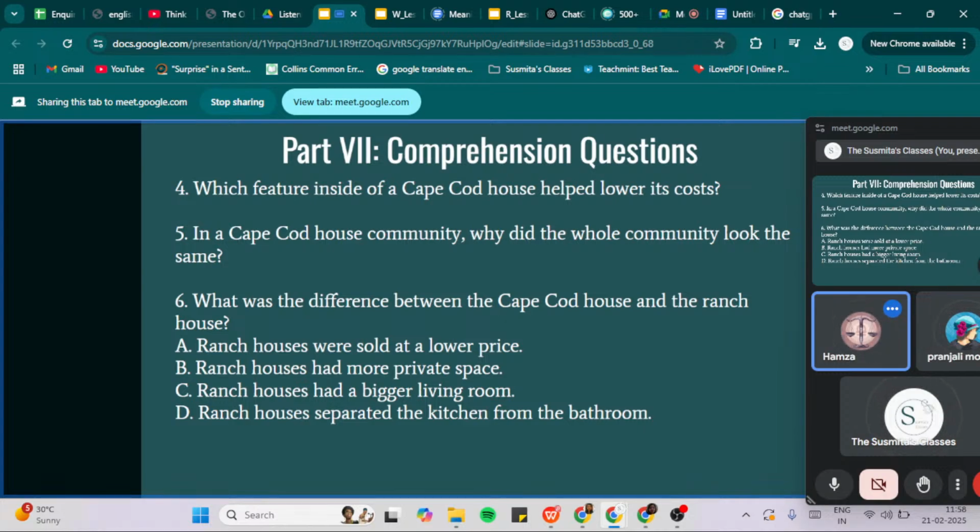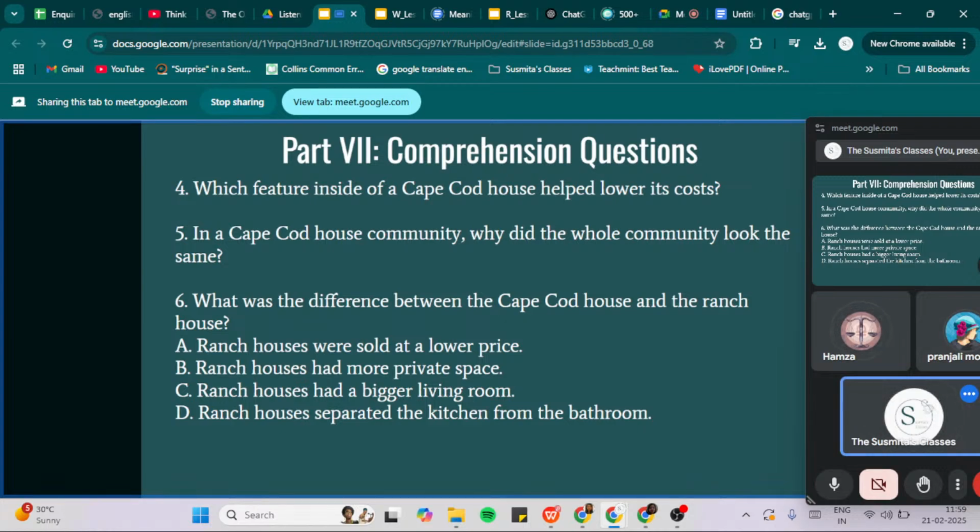They must have mentioned it in the lecture. No, it won't work like that. One second. Ranch houses. It is mentioned that the way the ranch house is set up actually gives the residents more private space. So that's where you had to pay attention.